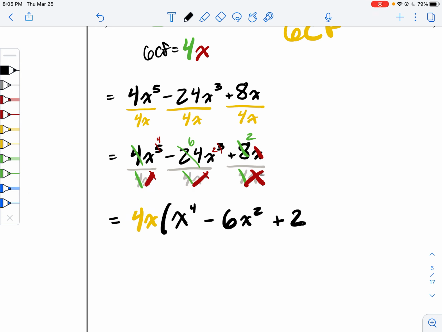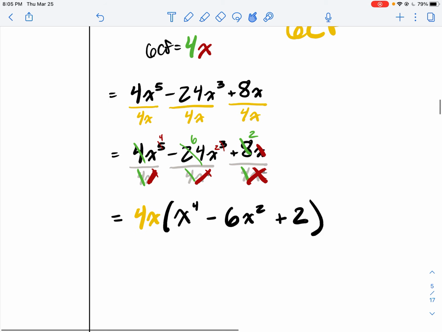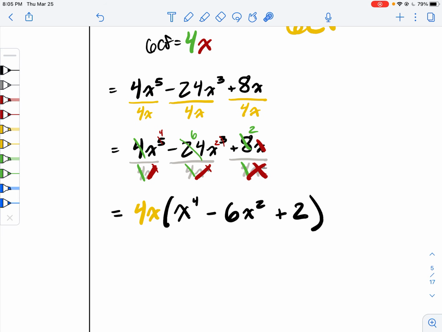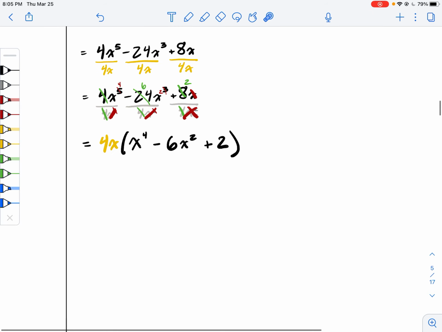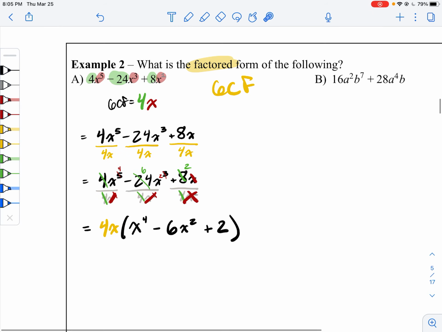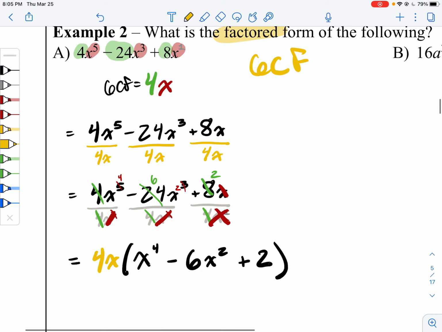So we undid the distributive property by drawing out a 4x from each of the terms. So we've got 4x times each of these guys. Now if we went through and distributed this 4x, and I'm not going to for time, we would get where we started. We would get 4x to the 5th minus 24x cubed plus 8x. So that's fun.